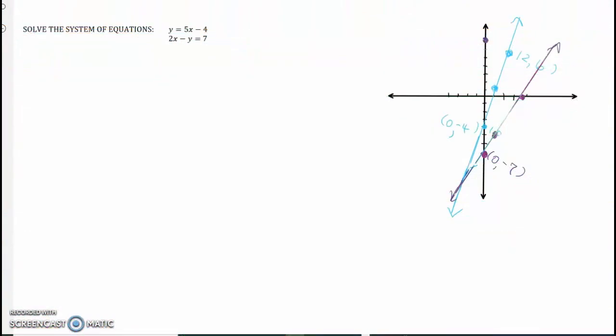Okay, on the upper left of your screen, you're asked to solve the system of equations y equals 5x minus 4 and 2x minus y equals 7. Now, if we graph these two lines, they will cross at some point. To be honest with you, I can't discern what that point would be, but I know that it would be someplace over there in yellow.